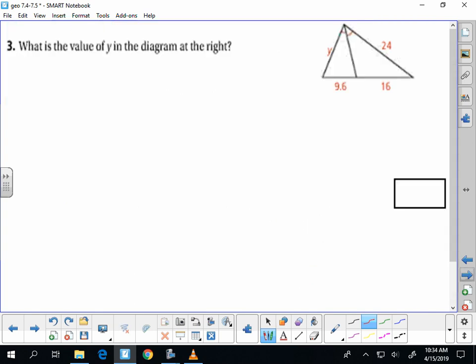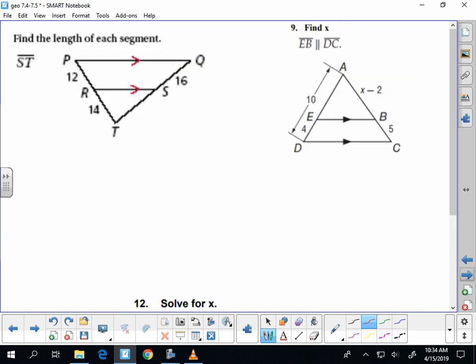And do you want to do another one? Okay, how would you set it up? So if we did opposite side, 9.6, over the opposite side, what's the opposite side? 16 equals, go back to the 9.6 triangle. Y over 24, cross multiply.